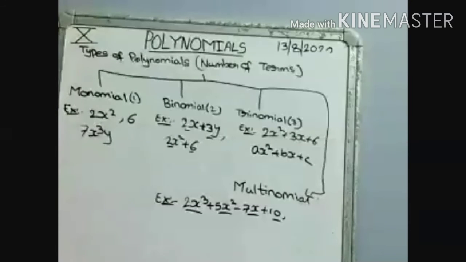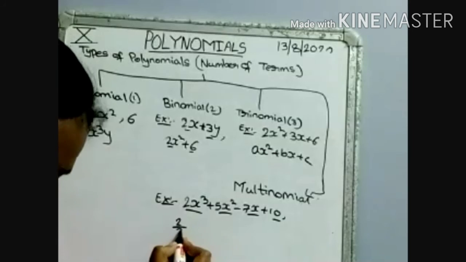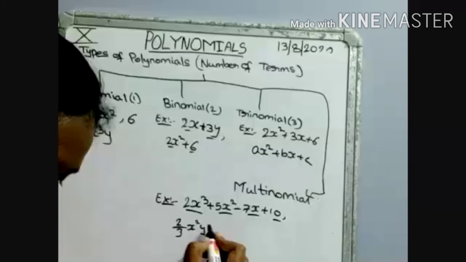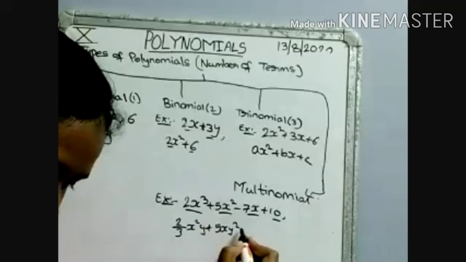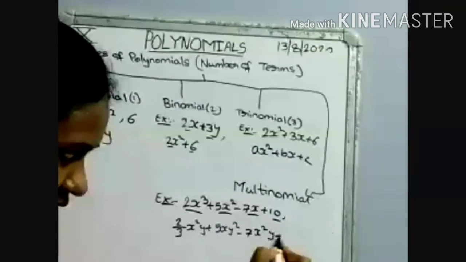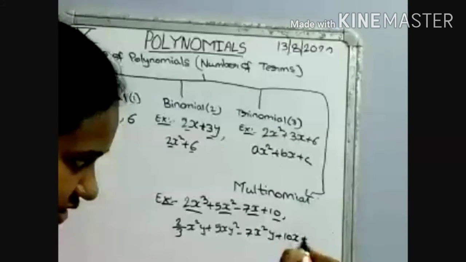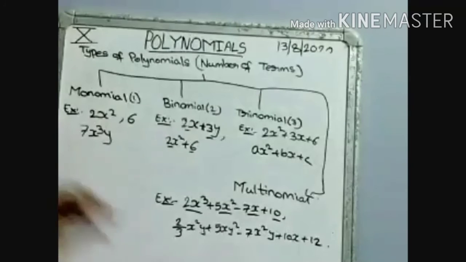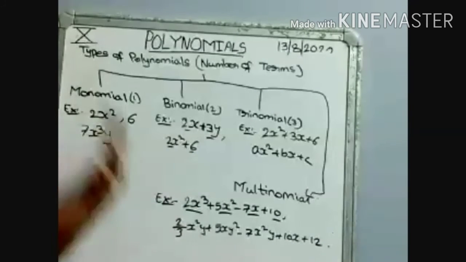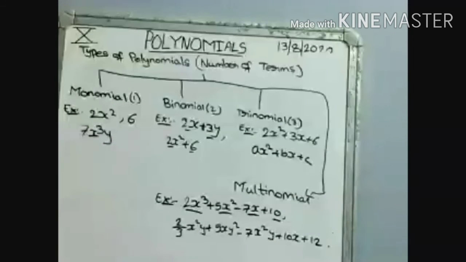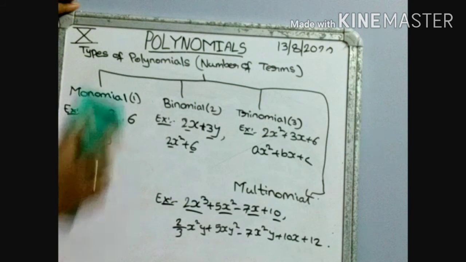If you take more than 5 terms also, suppose take 2 by 3 x square y plus 5 xy square minus 7x square y plus 10x plus 12. So here more than 3 terms, whatever it may be, it is called a multinomial. Just once copy it. See, and after that we can find the degree of a polynomial.